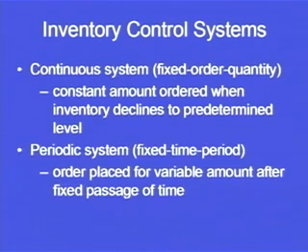Now contrary to this, there is another control system which is called the periodic system. In periodic system there is a fixed time approach. In the first case there was fixed order quantity, meaning the quantity is fixed. In this case time is fixed. So the order is placed for a variable amount after a fixed passage of time. So the amount is variable here, but the time is fixed.